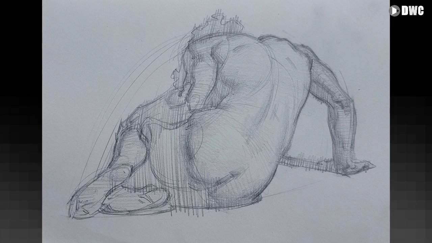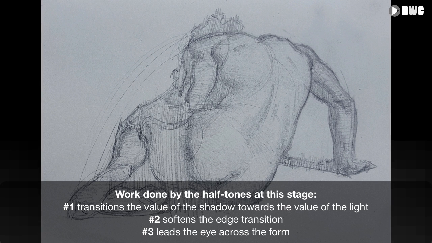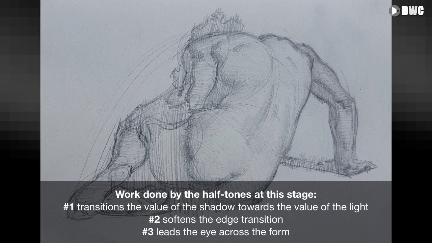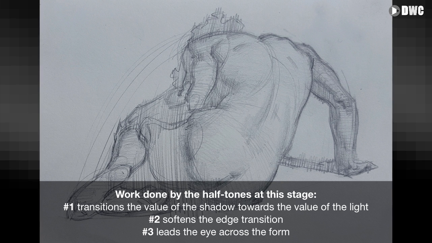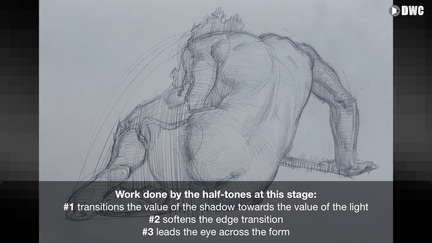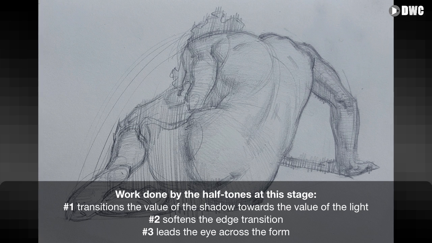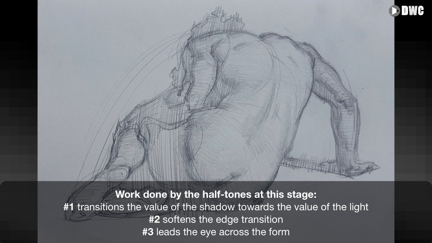It basically leads the eye. So it does 3 things. 1, it creates value transition. 2, it creates edge transition, softening the edge, making it feel more like rounded human flesh, more like form and not a 2D graphic design thing, a graphic shape. And 3, it leads the eye. So that's why I use that technique of going across the form. But there are many, many, many ways to accomplish this. This is just what I chose in the moment. It seemed like a good idea at the time. So that was my thinking behind this stage and the technique behind the marks.